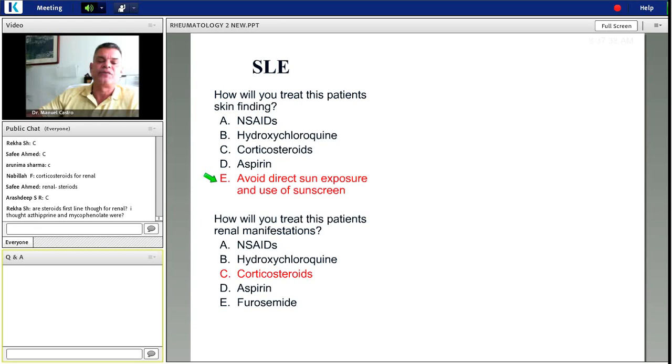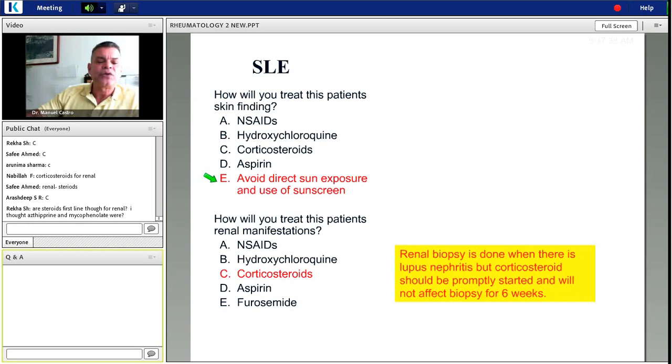Now, remember that you do have to do a renal biopsy, okay, in patients with lupus nephritis, but corticosteroids should be started, okay, as soon as you suspect renal disease in these patients because they will not affect the biopsy for about 6 weeks. So you don't have to wait and do a biopsy, and that's a big question that most people are going to be asking all the time.